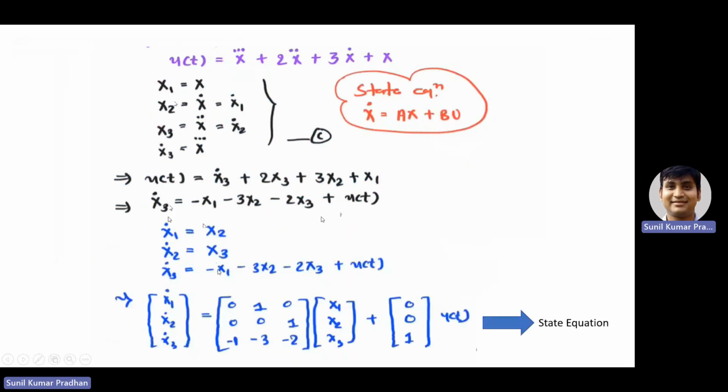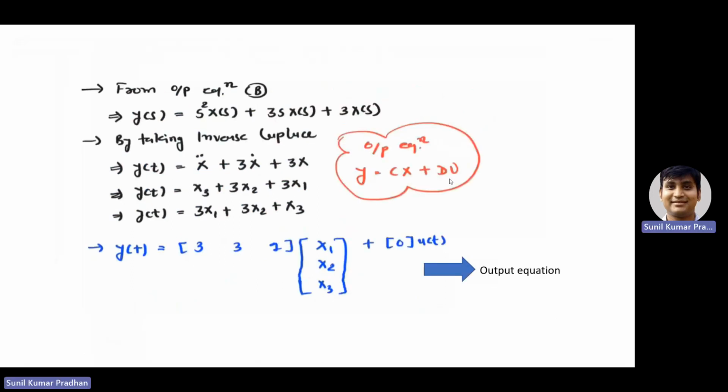And if you put it in matrix form, it will come like this: [x1 dot, x2 dot, x3 dot] equals [0 1 0; 0 0 1; -1 -3 -2] times [x1, x2, x3] plus [0, 0, 1] u of t. So this is your state equation.